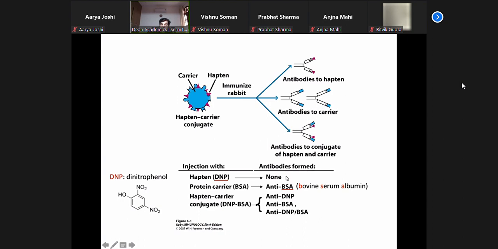So did you understand the difference here? If you have conjugated your small molecule with a bigger protein, it can then become immunogenic. Normally, alone, it's not immunogenic. But nonetheless, the antibody generated against the anti-DNP can bind to this molecule as well. And this is basically the difference between antigenicity and immunogenicity.